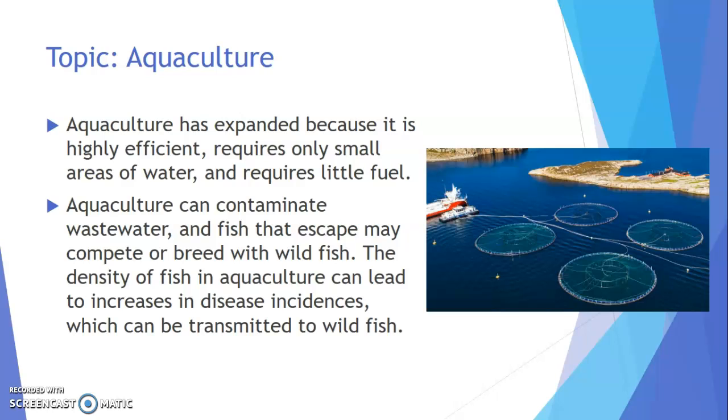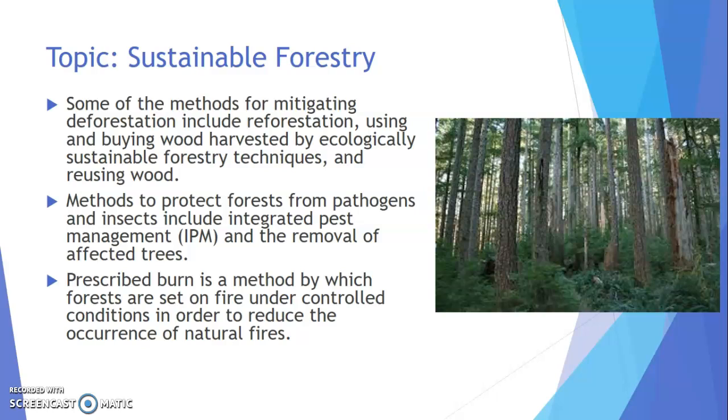And again, when we learn about all this stuff, you have to think in context of what an FRQ might look like. So an FRQ could be, again, a compare and contrast, describe the benefits or the negative impacts of aquaculture, or describe how we can make aquaculture more sustainable. So just be thinking of that as we go over this. And then the last thing we're going to talk about today is sustainable forestry.